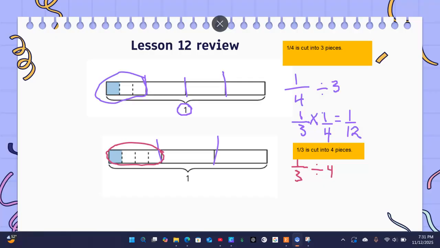And again, this is me right here. How much will I get of this whole? I will get, I can say, 1/4 of, remember, of means multiplication. 1/4 of 1/3. This part right here, of this 1/3, will give me the exact amount of pie that I'll get. 1/4 of 1/3 will equal 1 times 1 equals 1, and 4 times 3 equals 12.